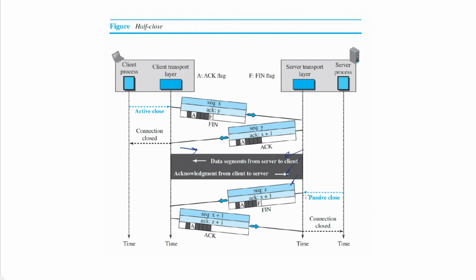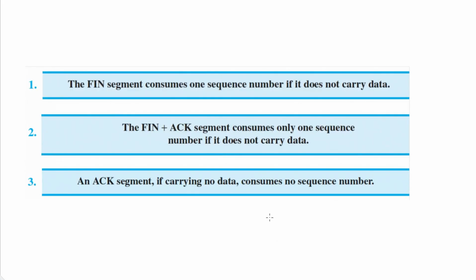Okay. Once the data is transferred, the server will send the FIN packet and then the client will send the ACK packet. And now I have written everything here, which means FIN consumes at least one sequence number if it does not contain any data. If it contains data, then it consumes more sequence numbers. FIN plus ACK also consumes one sequence number if it does not contain data. If it contains data, it will consume more sequence numbers. ACK, if it is piggybacked, then it will consume the sequence number, otherwise it will not consume the sequence number.